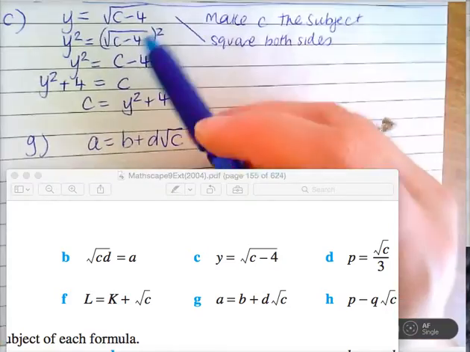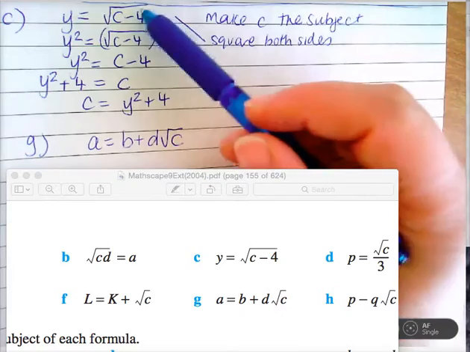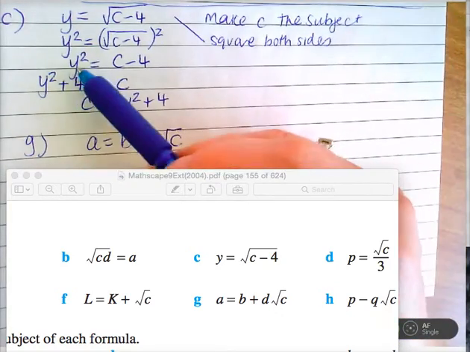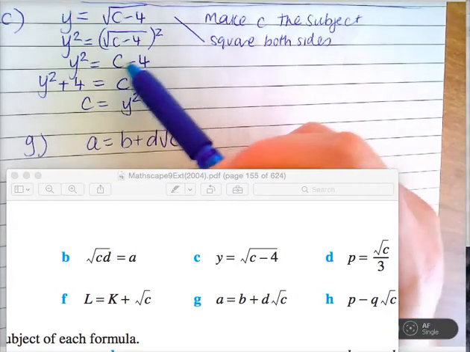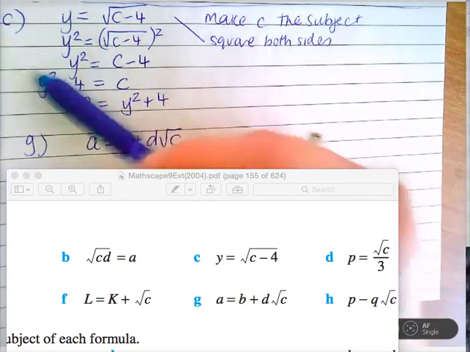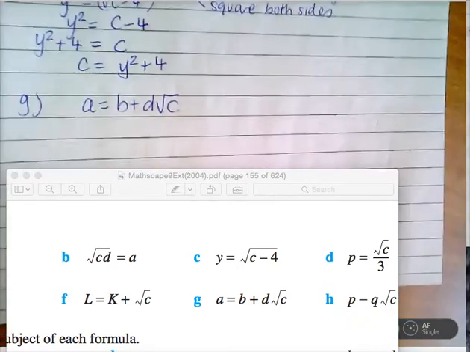And we can see that the first thing we need to do is get rid of the square root sign. The opposite of square rooting is to square, so we square both sides and we get y squared equals c minus 4. We need to make c the subject, so we need to move this minus 4 away, so we add 4. And we get c is y squared plus 4.